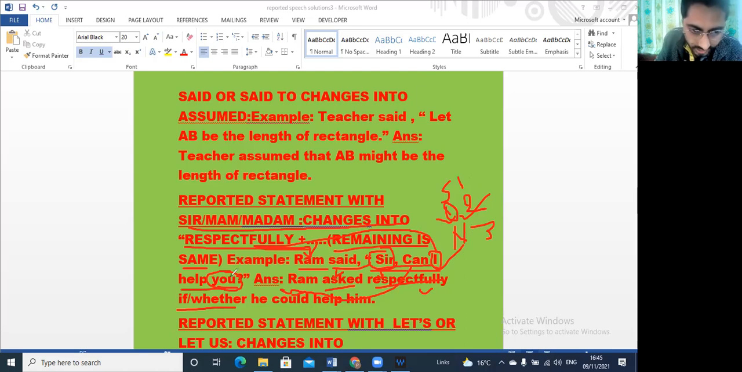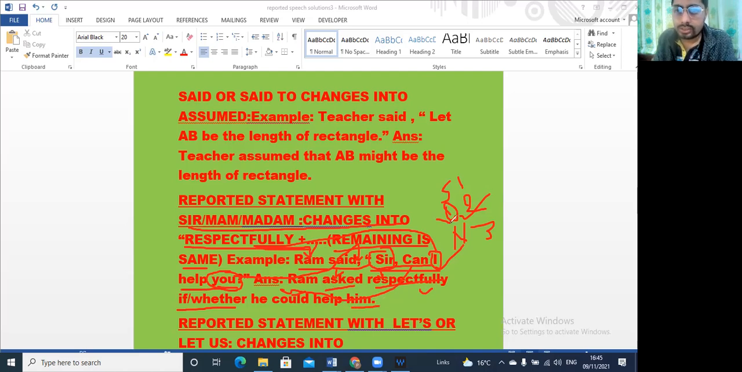You. Okay. So what is the object outside of the sentence? Ram said, and if there is nothing here, then it could be the matter of a boy or a girl. You could be a boy or a girl too. You can use him for a boy, her for a girl. It doesn't matter. Ram asked respectfully if or whether he could help him.